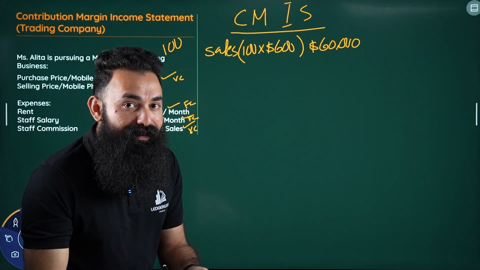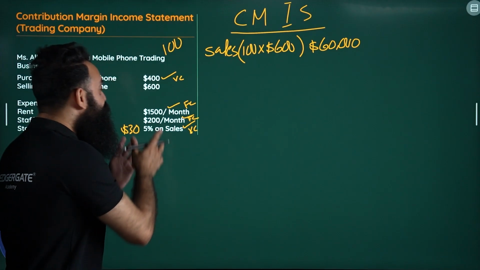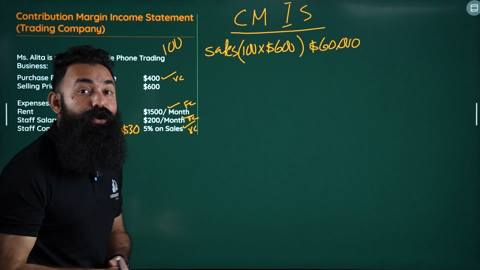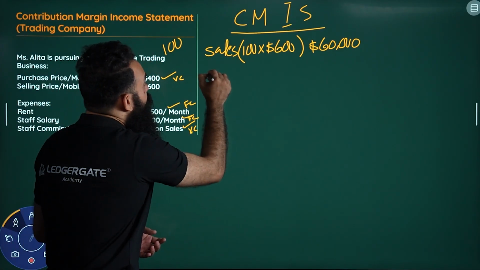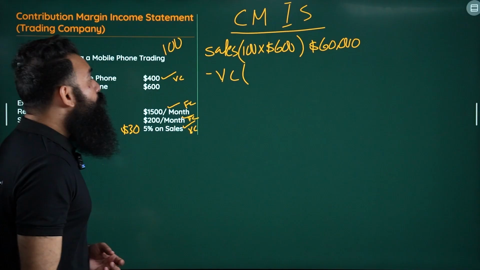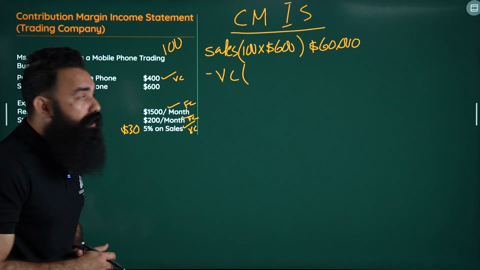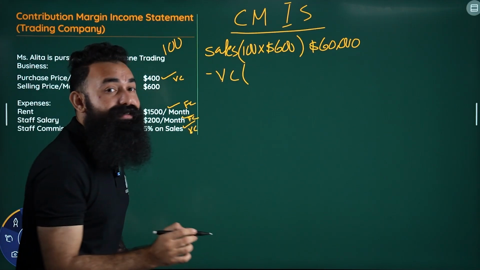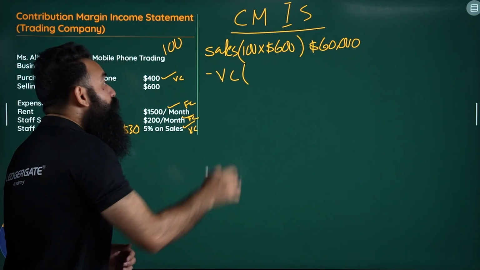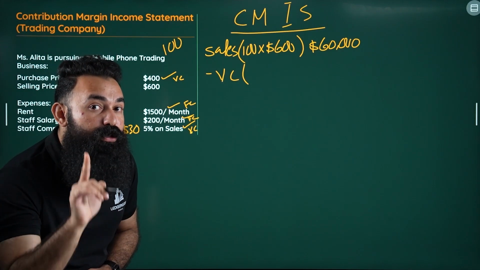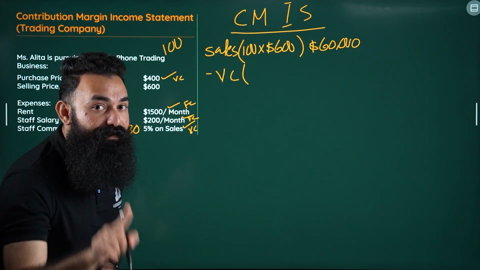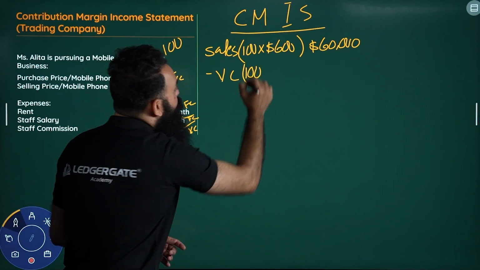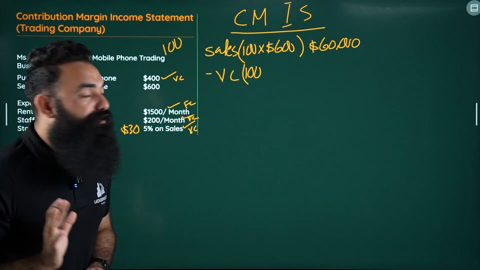What are the costs we have? Based on cost behavior, we have divided them into variable cost and fixed cost. First of all, we are going to deduct variable cost. What would be the amount of variable cost? If you are selling 100 units, we are getting 100 into $600, $60,000 as revenue. So here the variable cost is also for 100 units. As we know, the variable cost changes proportionately to the activity.